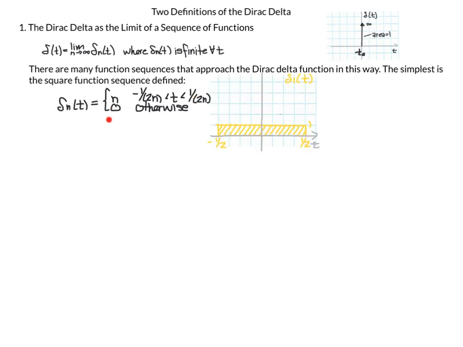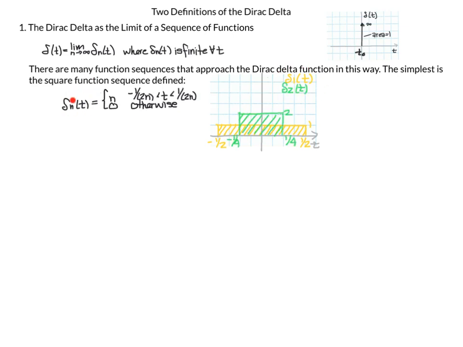Remember, this is a sequence of functions. So let's look at the first in the sequence, that's delta 1 of t. Delta 1 of t is going to equal 1. So this is our height of 1 when t is between negative 1/2n, in this case n is equal to 1, so negative 1/2 to positive 1/2. This here is our graph. It's equal to 1 between negative 1/2 and 1/2. You can see the area: the base is 1 and the height is 1, so the area is equal to 1. So that's our delta 1.